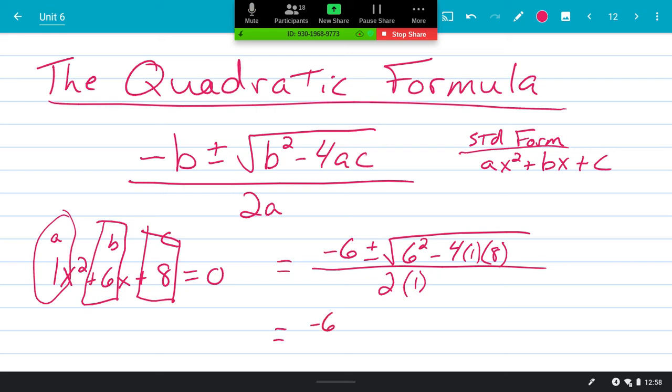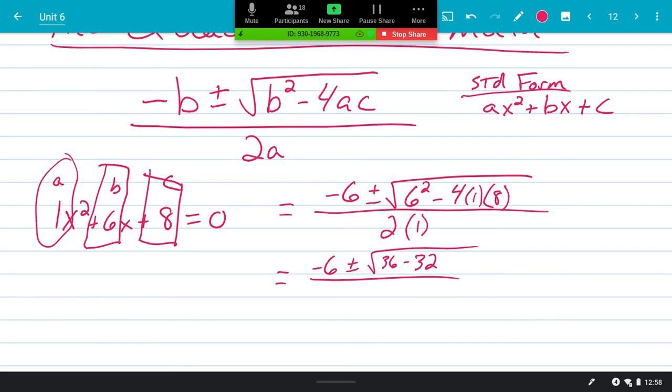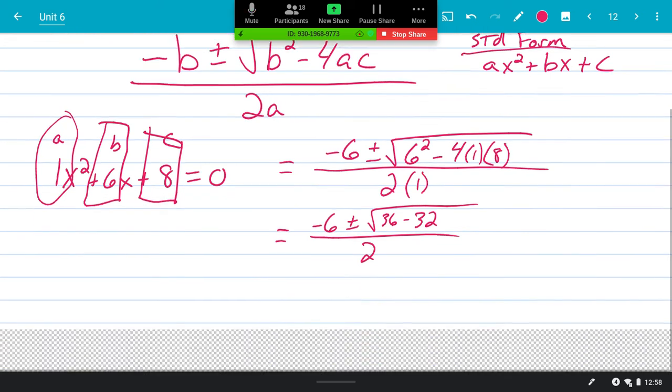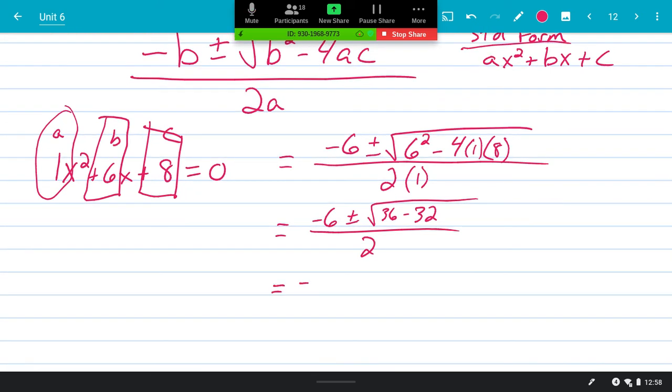Okay, so let's keep going. So I have negative 6. I'm not going to do anything with that yet. Plus or minus. Now 6 squared is 36. Minus 4 times 1 is 4. Times 8 is 32. All over 2 times 1, which is 2. Let's keep going. Let's simplify underneath that radical. And that would be negative 6 plus or minus the square root of 36 minus 32, which is 4, over 2.